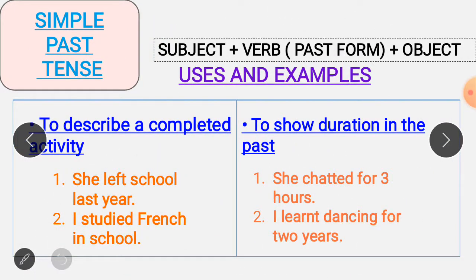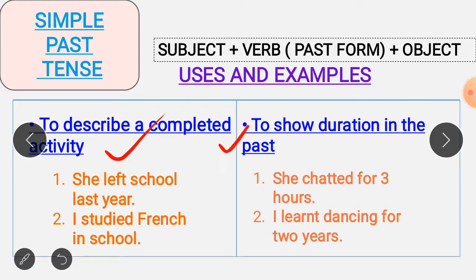Now our simple past tense. The structure is subject plus verb, which should be in its past form or second form, plus the object. Some uses and examples of simple past tense: to describe a completed activity. This means an activity that started in the past and also got completed in the past. For example, she left school last year. I studied French in school.